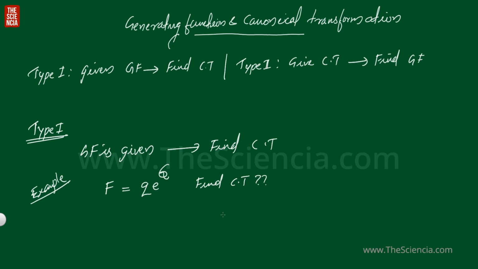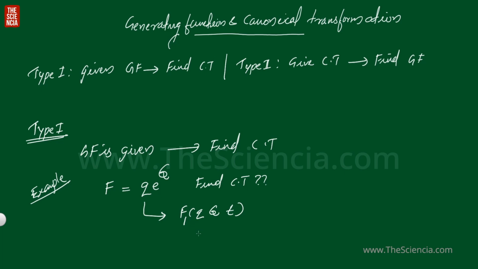To find out the canonical transformation, we have to know the generating function. Here, which is the generating function? This is a function of q, capital Q and t. So we know a function of q, capital Q, t is F1, right? So the given function is F1(q, Q, t).